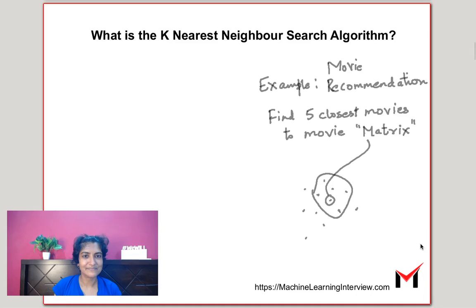Let's quickly recapitulate what the KNN algorithm is. So why do we need nearest neighbor search? KNN stands for K nearest neighbors. Let's take a quick example of movie recommendation. Suppose we have a bunch of movies and we want to find the 5 closest movies to the movie Matrix. If we are able to represent each movie as a data point, then what we need to do is come up with the 5 data points that are closest to the data point Matrix.